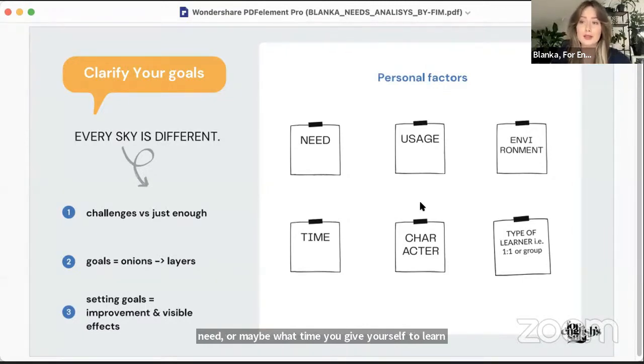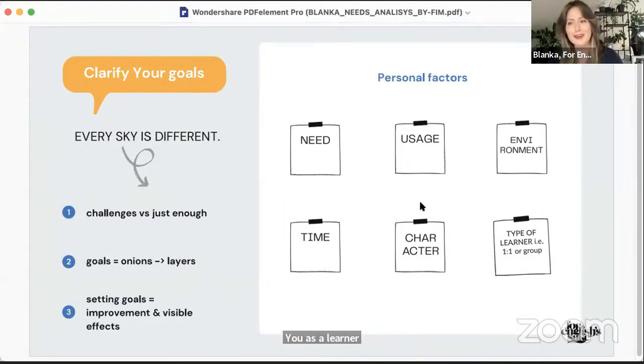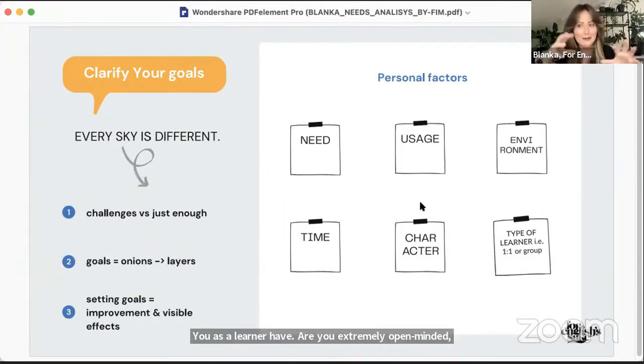What character do you as a learner have? Are you extremely open-minded and not afraid to ask tons of questions, dive into internet forums and contact any other teachers, professionals, and learners? Or maybe you are more reserved and shy and you need some emotional support. As you know, there is a huge difference between teaching, between learning face-to-face and online, which partly I disagree with, because we can do more than we think to make this online environment even better. Although there is a difference in the way we process information, whether we have individual classes or maybe group ones.